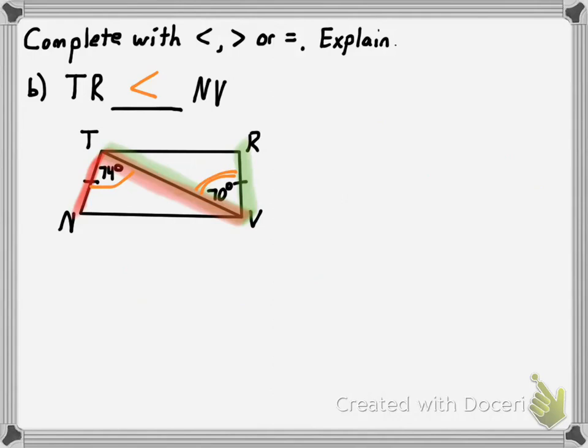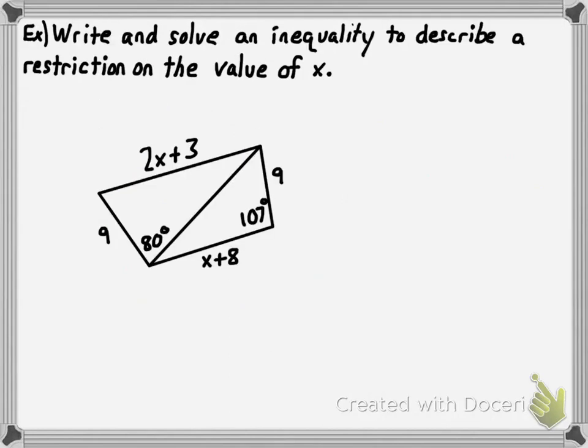All right, one more problem here. We're going to want to write and solve an inequality to describe a restriction on the value of x. Okay, now take a look at these triangles, and you're going to see the same situation in these triangles that we had in the others, where we've got two sides that are congruent to one another. This pair of sides in that top triangle are congruent to this pair of sides in the bottom triangle. You see the two that are 9, and again the reflexive property, this right there, is what they share.